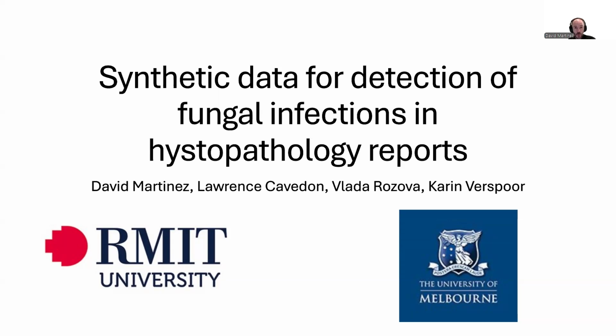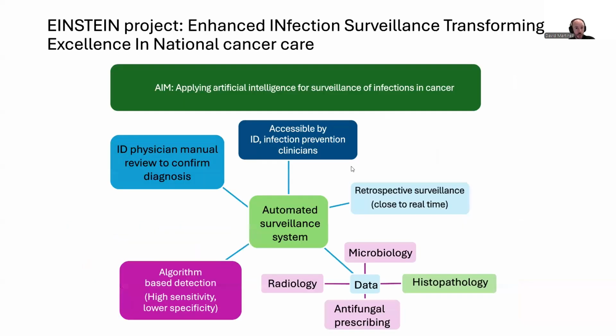This work is about the use of synthetic data for detection of fungal infections in histopathology reports. This work is in the context of Einstein, which is a project focused on automatic surveillance for fungal infections and other types of infections. There we see the automatic surveillance system at the center of the image, and this will allow clinicians and physicians to manually review diagnosis, to prevent infections, and to do retrospective surveillance.